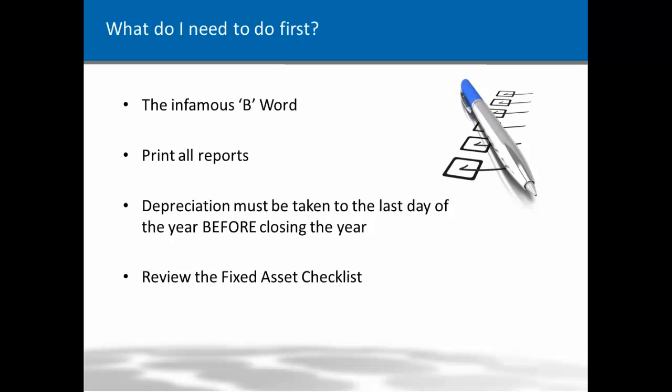Once again, make a backup, save this backup before you close fixed assets, and you might want to label it fixed asset pre-backup, something like that, so that if you need to restore it again, you can restore it over top of a test company and get reports out that you might need. So you want to print all the reports that you need. Depreciation must be taken to the last day of the year before closing the year. And then you'll run and review the fixed asset checklist.